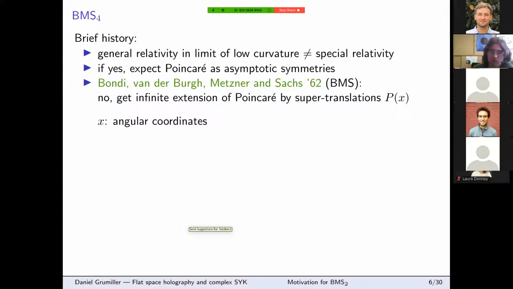You get an infinite tower of translation operators or generators that commute mutually with each other. P is how I denote the super translations. X are angular coordinates of the celestial two-sphere. And super has nothing to do with supersymmetry. It's just, I guess, the spirit of the sixties to call things super. So it just refers to the fact that you have infinitely many of them.